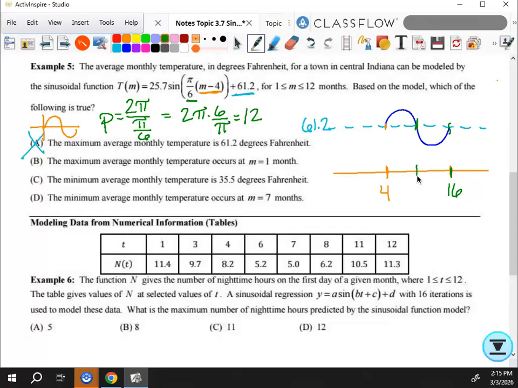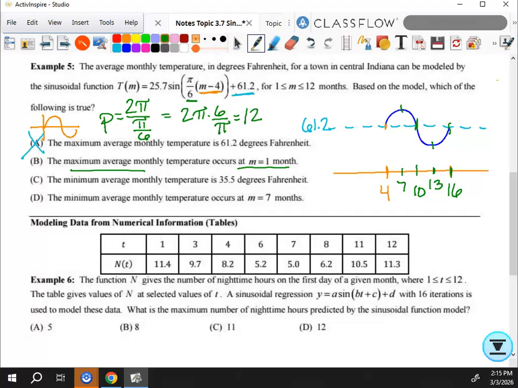It would be 10. 4 plus 16 is 20, and then we divide by 2, it is 10. Okay. Then here will be a maximum and a minimum. What's halfway between 4 and 10? 7. And halfway between 10 and 16? 13. Yay. But unfortunately, B says the average monthly temperature occurs at 1 month.